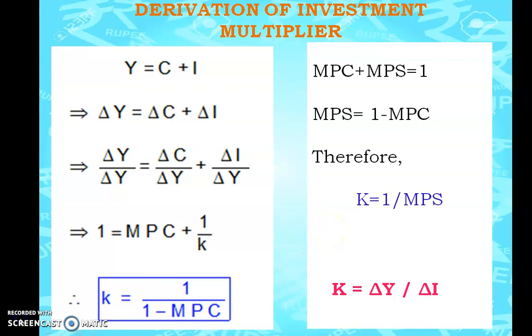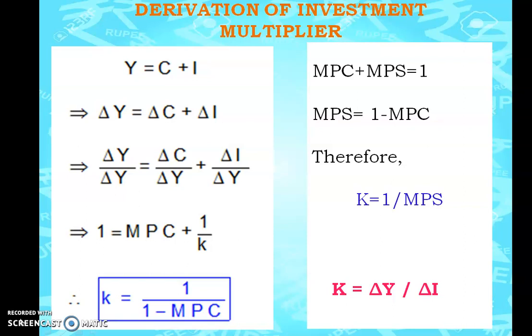Sometimes I can ask you what the relationship is between the multiplier and the MPC. If you take it into consideration, it has a positive relationship. Why? Because as your MPC increases, consumption increases, so automatically your income also increases, so k also increases. If your MPC decreases, your k also comes down. Because of that we say it has a positive relationship.